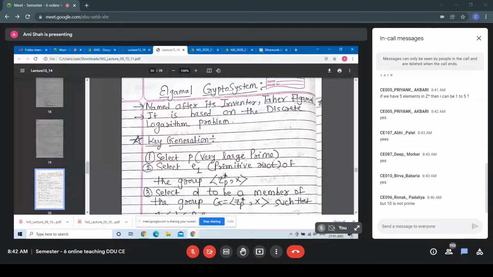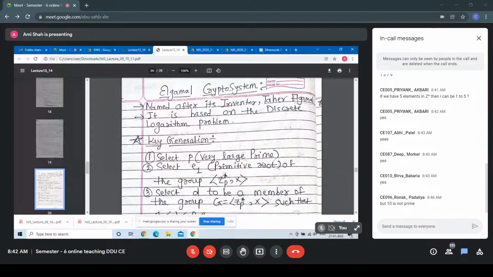Once you get the primitive root, what is the next logic? Select d to be a member of the group. From this group Zp star, you have to select any d, where the condition I have given is 1 less than or equal to d less than or equal to p minus 2. In your case, I have taken p as 10, so 10 minus 2 is 8. Between these two values, you can choose any d.